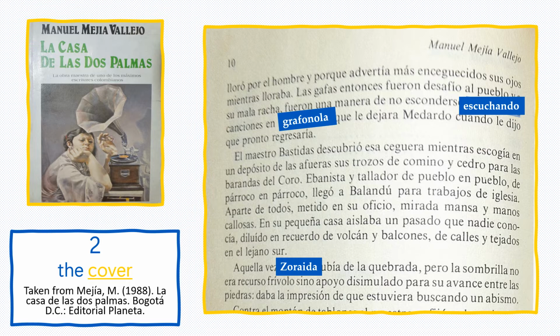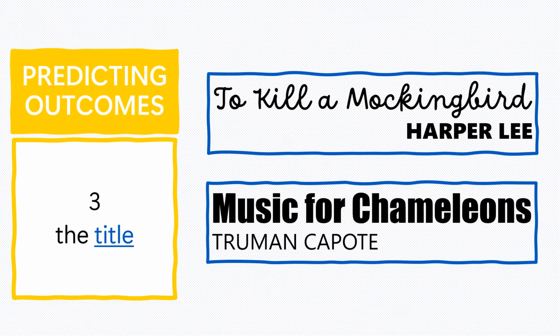In fact, the class could explore deeper the painting artist, some other paintings from that artist. We could predict why the editorial took that precise image for that book, or something else. Now the number 3 is about the title.